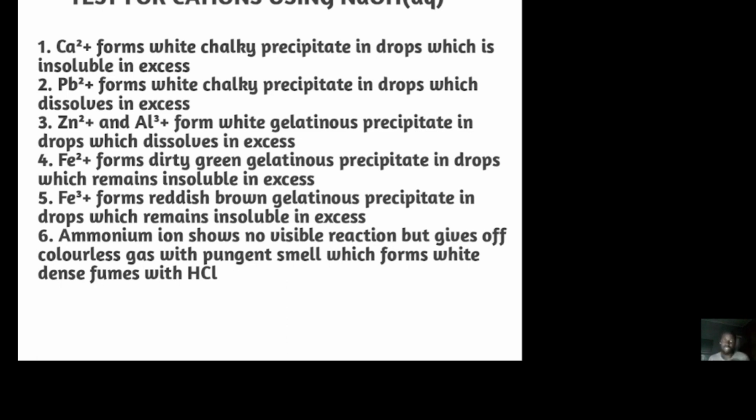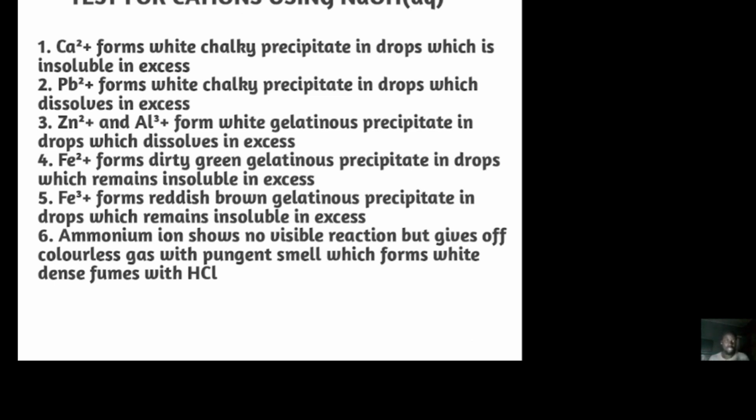How do we now differentiate it? If you add NaOH in excess, the white precipitate will not dissolve if it is calcium, but if it is lead, it will dissolve. Why? Because lead is amphoteric. Amphoteric means that it can react with both acids and base, which means it should dissolve in a base. So have that in mind, that Pb2 plus would dissolve in excess NaOH. However, when it is in drops, it just forms a white chalky precipitate. We go to the next one. I've shown you what I meant by the chalky precipitate. So we go to number 3.